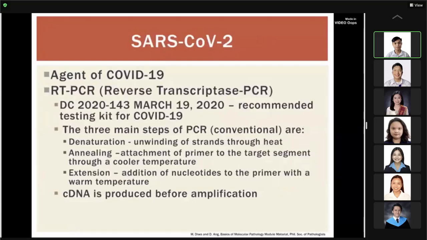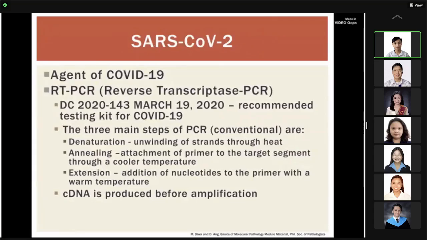Next, SARS-CoV-2. This is the last topic. Dinagdag ko lang siya recently para ma-update. This is the agent, as we know, of COVID-19. And as per Department Circular 2020-143 of the Department of Health, issued on March 19, 2020, this is the recommended testing kit. Testing kit for COVID-19 is RT-PCR.